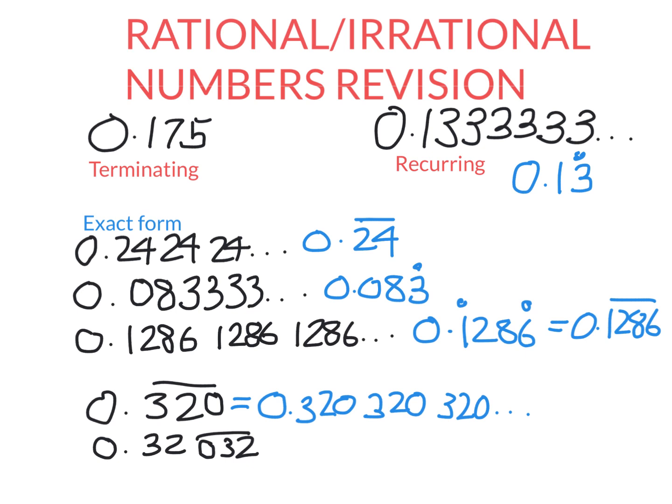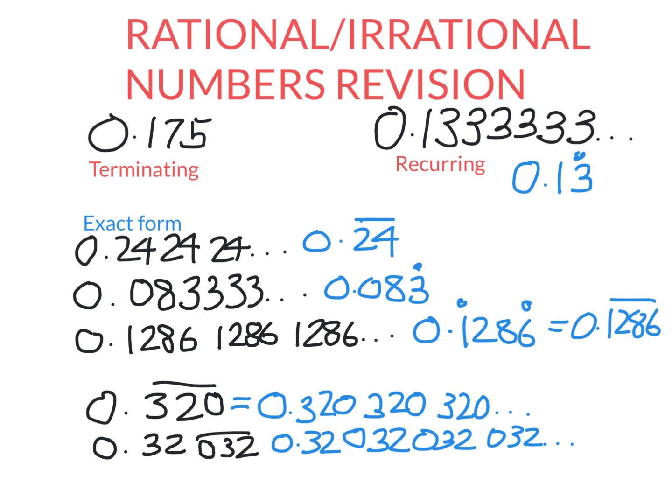So what would be something like this? Well, in this one, the first 32 isn't repeating, so we just write that. Now we're going to write this infinitely many times. This occurs over and over again. So it'll be 032, 032, 032, and it will go on forever. So these two decimals are exactly the same, 320, 320, 320, and this one, 320, 320, 320. So please make sure you understand that. Sometimes you can write a decimal multiple ways in exact form.